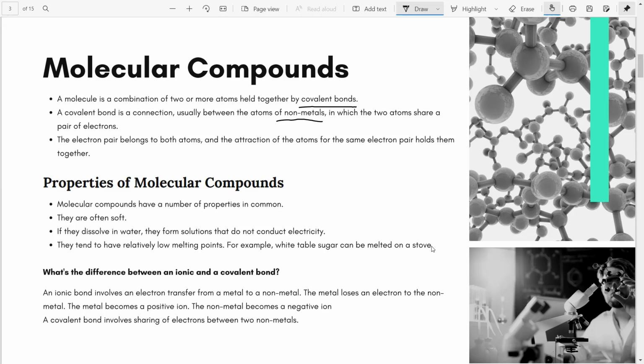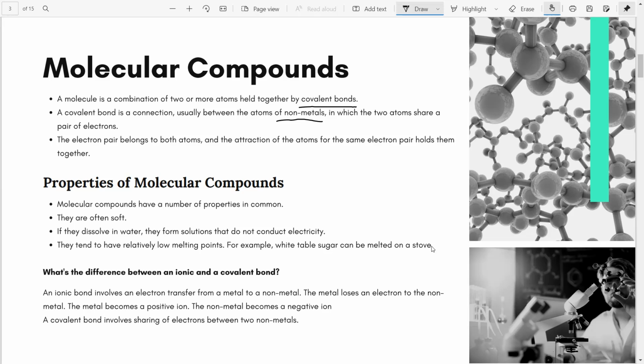So because of the bonds that are involved in these compounds, naturally they will have certain properties. The first one being that they are often soft. If they dissolve in water, they form solutions that do not conduct electricity, and they tend to have relatively low melting points. So white table sugar can be melted on a stove. So unlike ionic compounds, which are able to form certain types of rigid crystals, molecular compounds are less likely to do so. They're mostly soft.